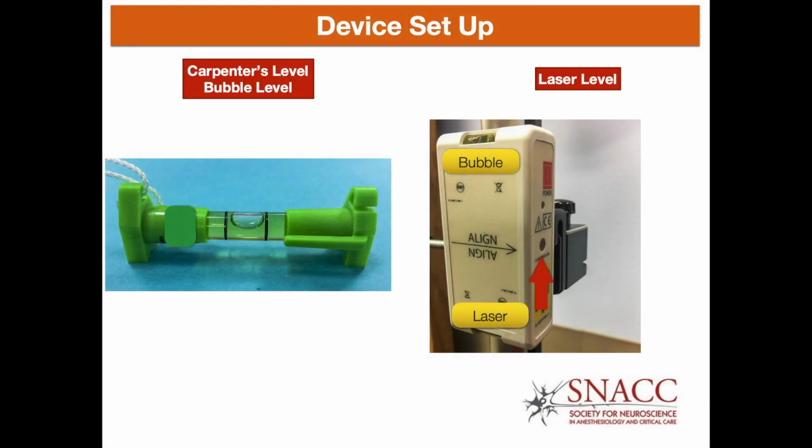Now I'll turn our attention to the leveling of the collecting system. You'll see here that there are several types of levels, the most common being the carpenter's level, which is essentially a bubble type level attached to a string. The second type is a laser level, which has a bubble level within it and emits a laser beam that can be leveled to the patient's external auditory meatus. Again, it's important to familiarize yourself with your institution's type of leveling system.